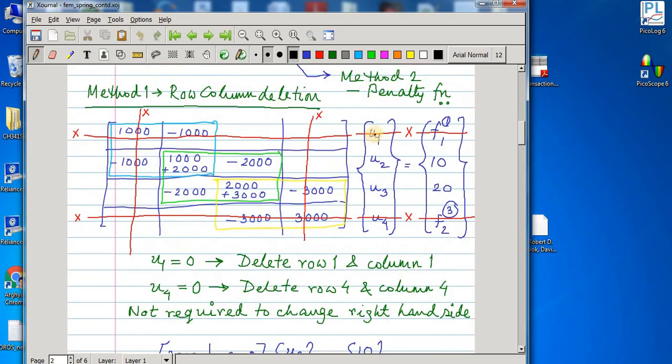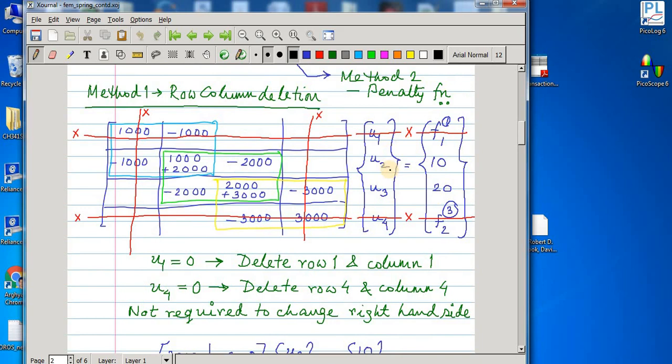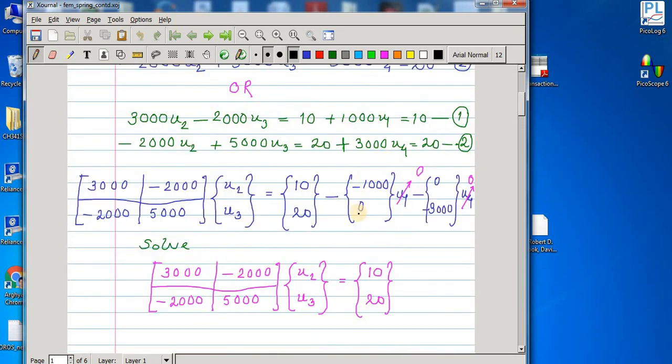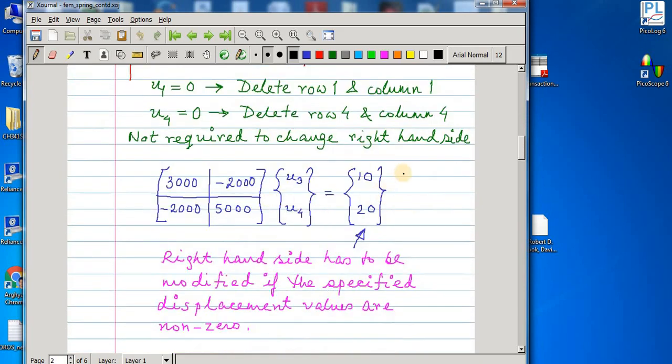When these displacements are specified as zeros, the right hand side will remain the same. But when these specified displacements are non-zeros, which we will study in our next example, where U1 and U4 are non-zeros, the right hand side will get modified. When they are zeros, the right hand side will remain 10, 20. So here we need not modify our right hand side. So this is the right hand side.